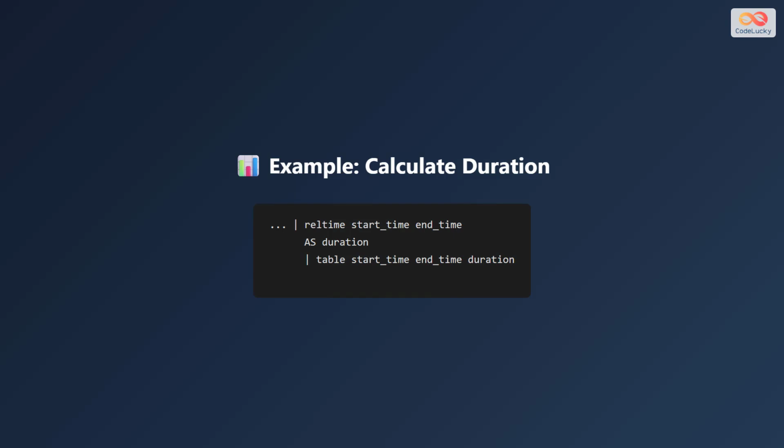For example, by applying reltime to start time and end time fields, you can create a new duration field. This field represents the difference between these two times, showing how long an event or process took.